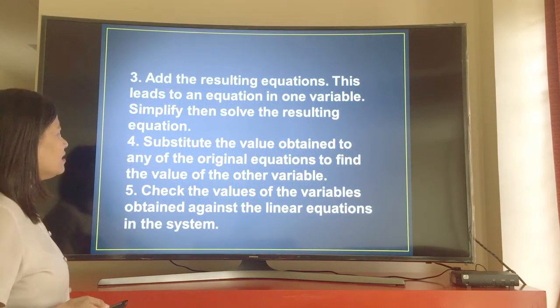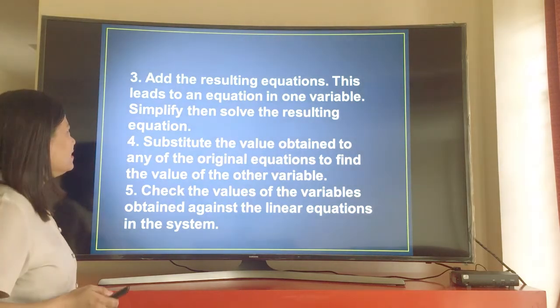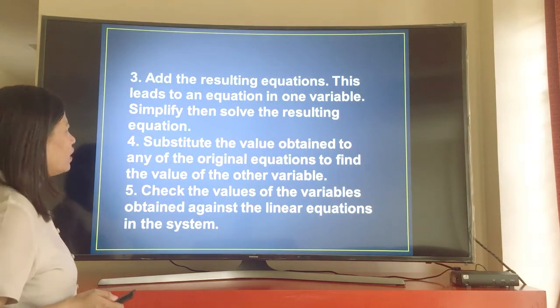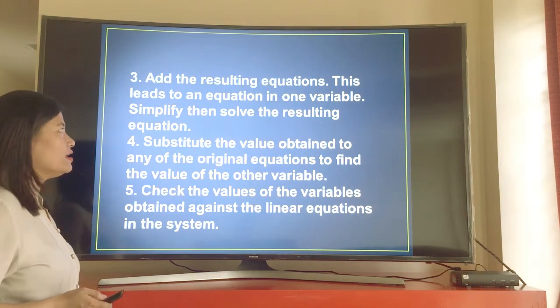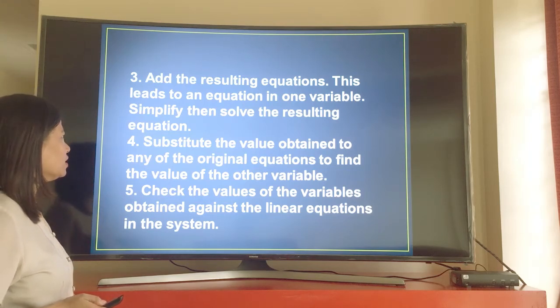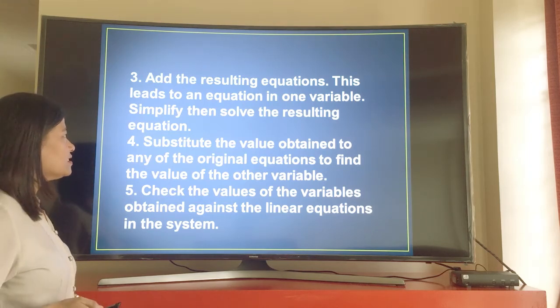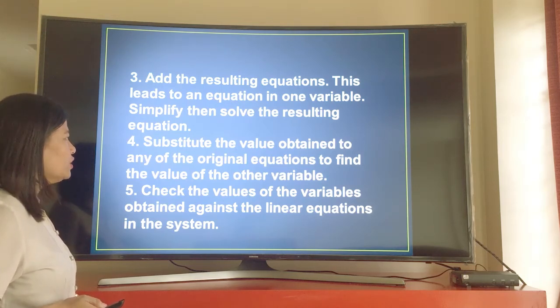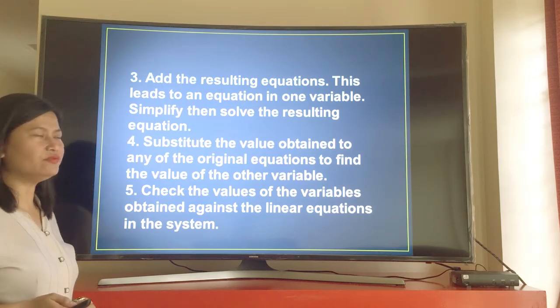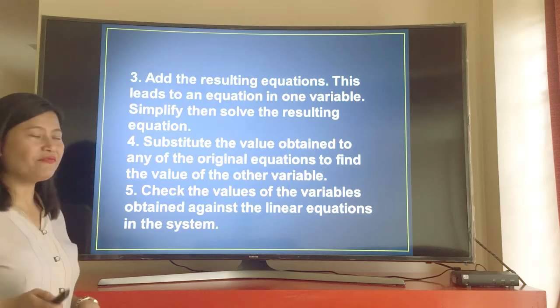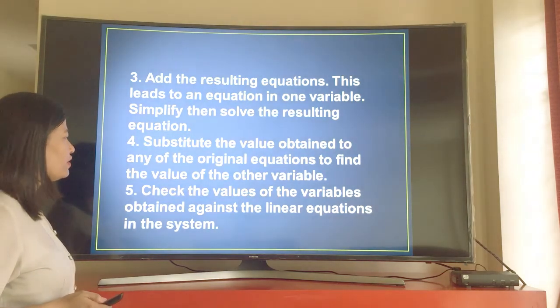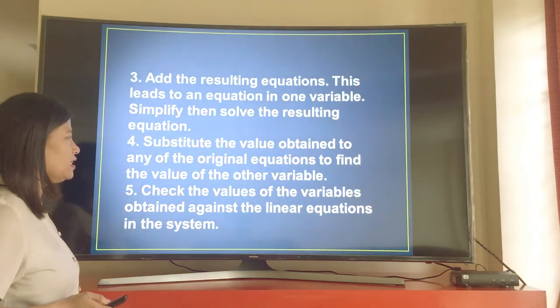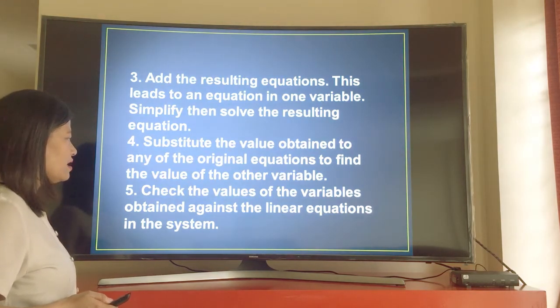Step 3. Add the resulting equations. This leads to an equation in one variable. Simplify, then solve the resulting equation. Step 4. Substitute the value obtained to any of the original equations to find the value of the other variable. And step 5. Check the values of the variables obtained against the linear equations in the system.